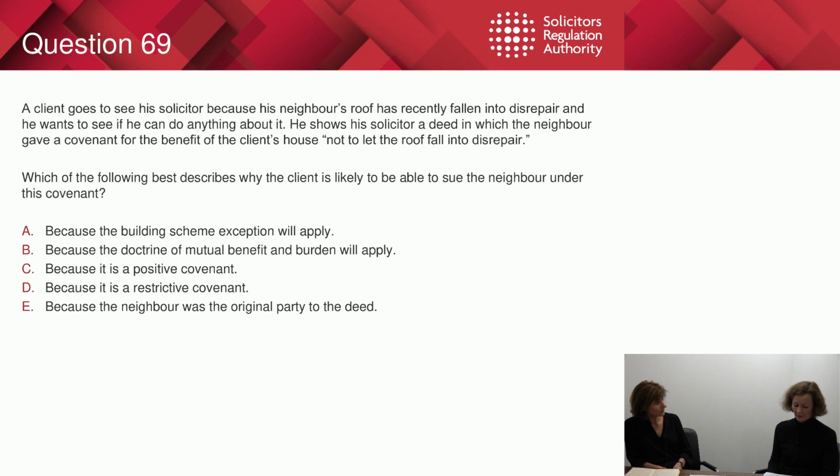So the lead-in, the question then asks why the client is likely to be able to sue the neighbour under this covenant, and the options all relate to the burden of the covenant. Although the idea of covenants in relation to property may raise all sorts of questions about whether they're positive, whether they're restrictive covenants and so on, and some of the possibilities raised there in the options, the reality is that the original covenanting party here is the person who has let the roof fall into disrepair, and therefore the correct answer here must be E.